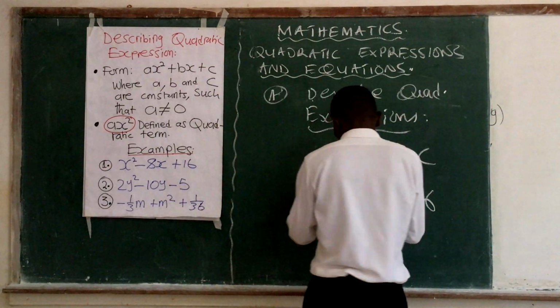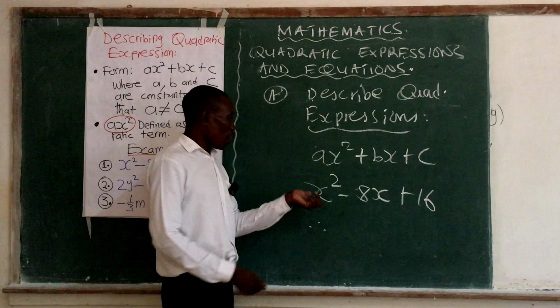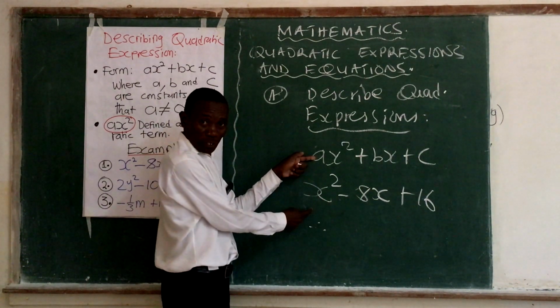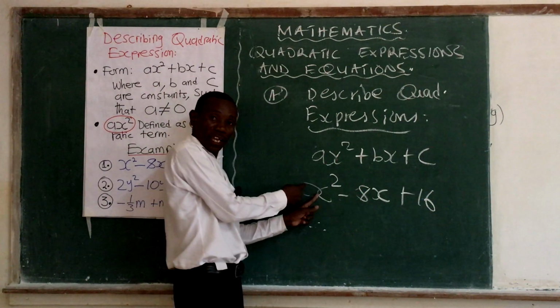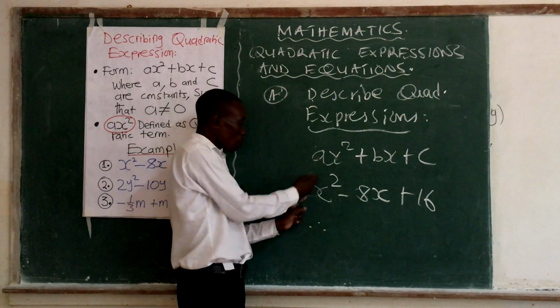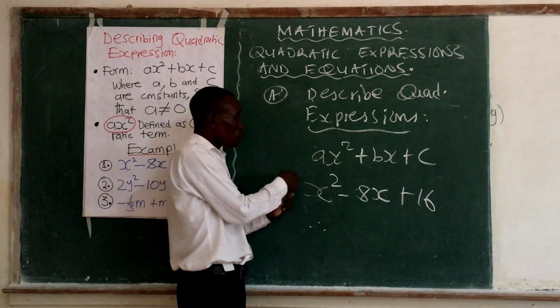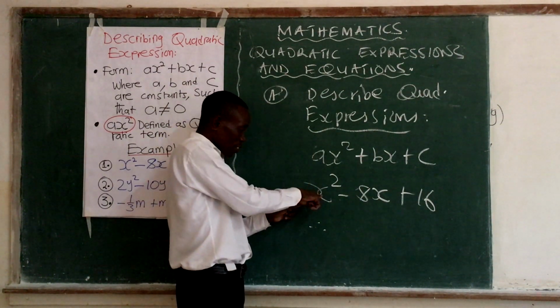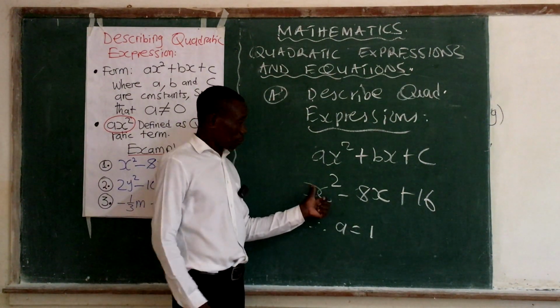So if you look at this example, we may be able to tell that the value of A in this expression is the coefficient of x squared. You can see here, there's x squared. What is here is the same as A. Usually, though there's no number written, we always know that there's a 1. So according to this example, the value of A is equal to 1.